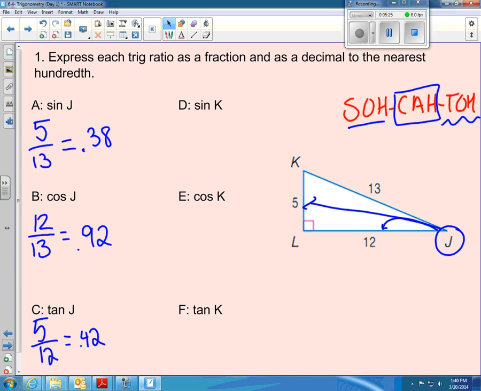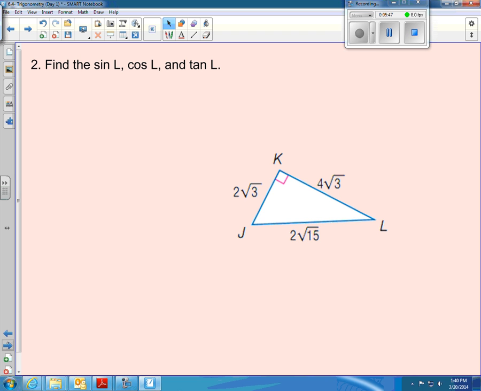0.42. Okay, next, it's asking you to do it in relationship to angle K. So here's our angle K. I want you to pause the video here and come up with those measurements for me. Give it to me as a fraction, give it to me as a decimal.